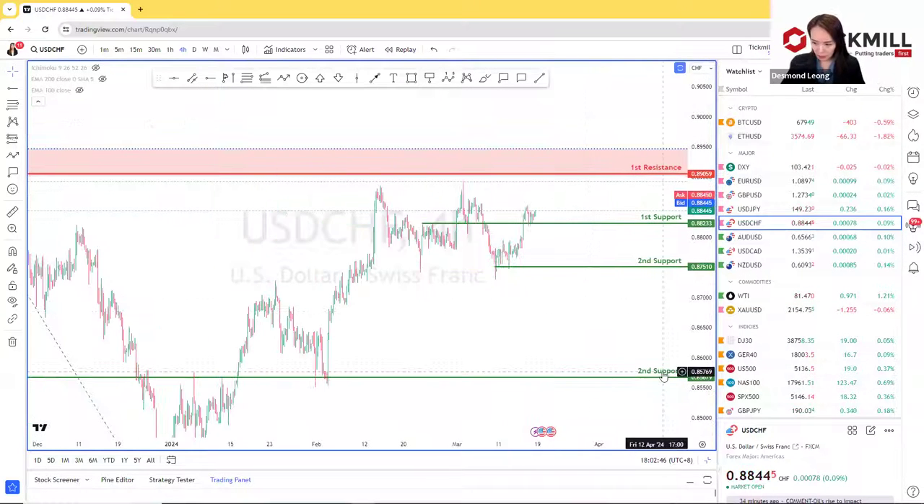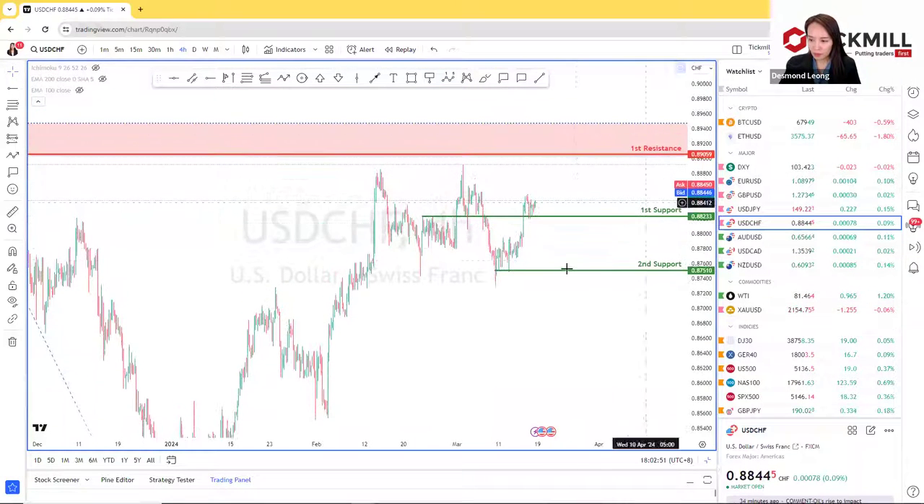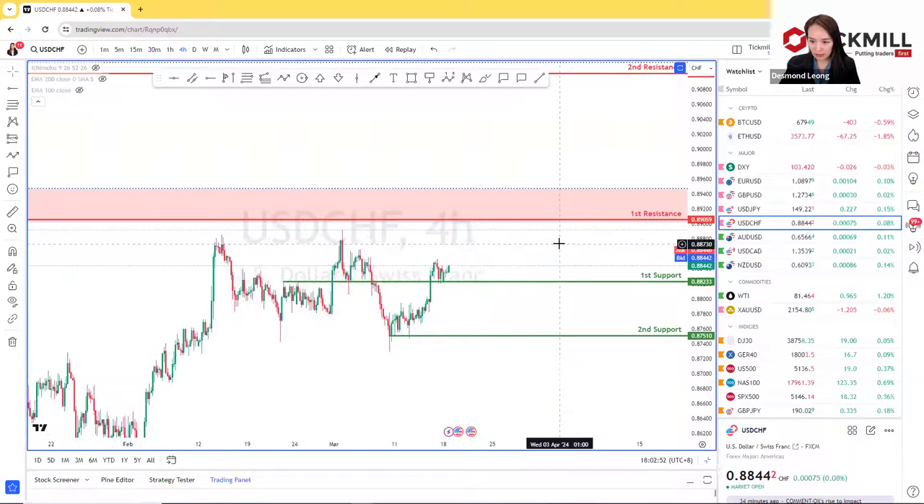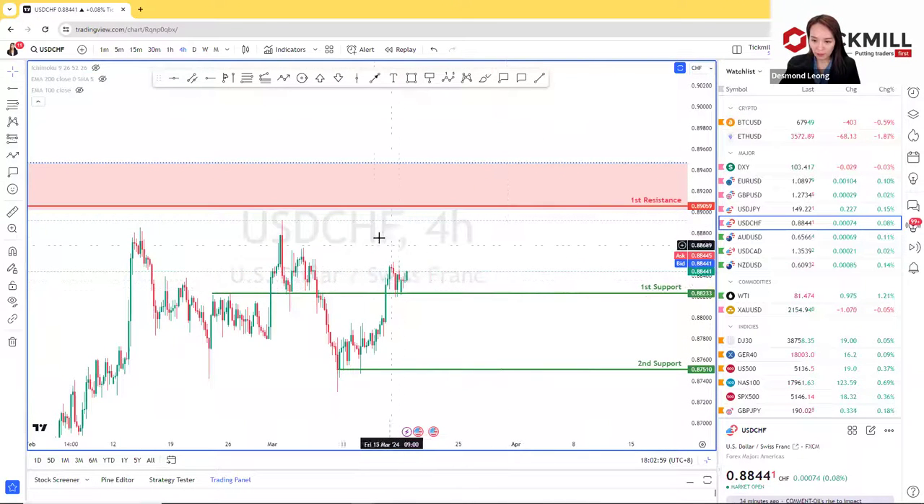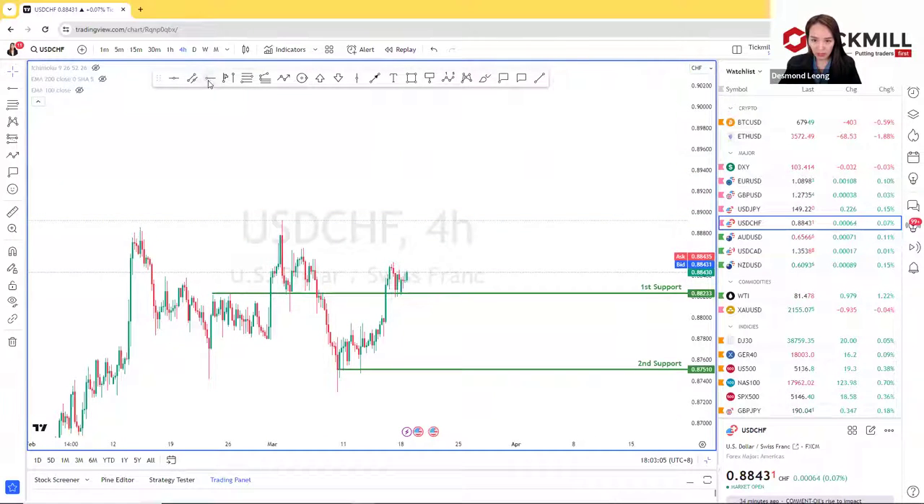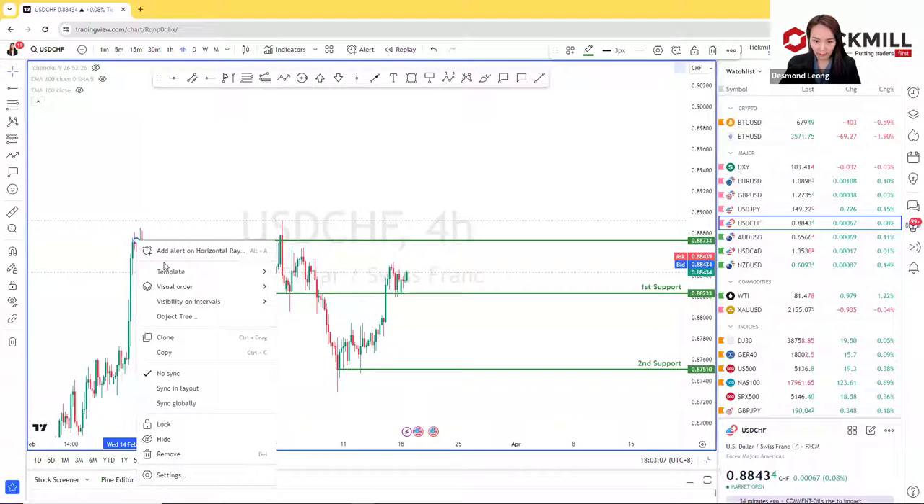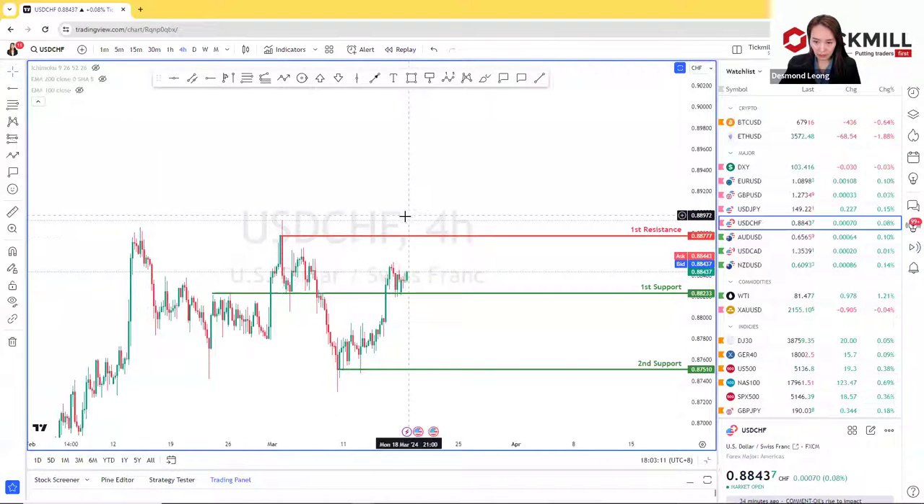I'm not a swing trader. If you are a swing trader, you can look at H4 and daily. Usually for day trading, I will just look at H4. So this price is rising already. For the first resistance in H4, I will adjust. It is right here, a multi swing high.